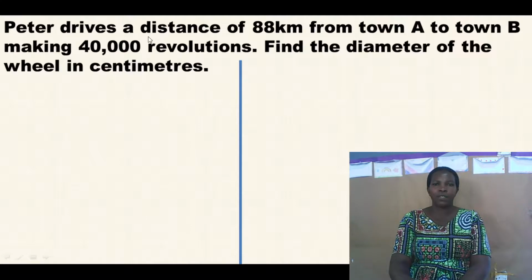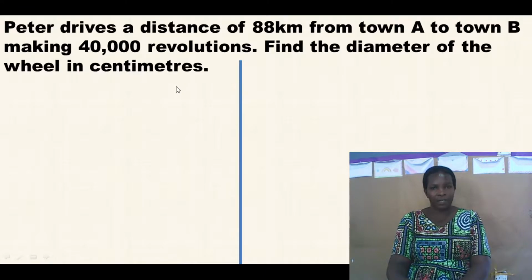Peter drives a distance of 88 kilometers from town A to town B, making 40,000 revolutions. Find the diameter of the wheel in centimeters. We can read for the second time. Peter drives a distance of 88 kilometers from town A to town B, making 40,000 revolutions. Find the diameter of the wheel in centimeters.